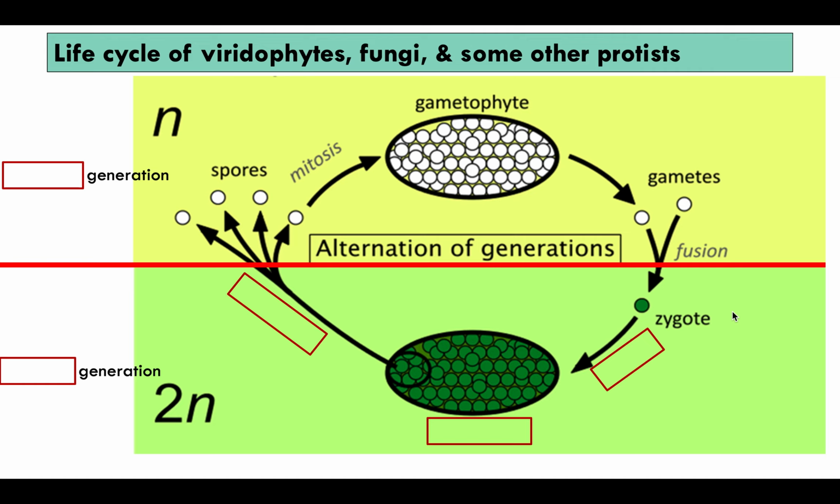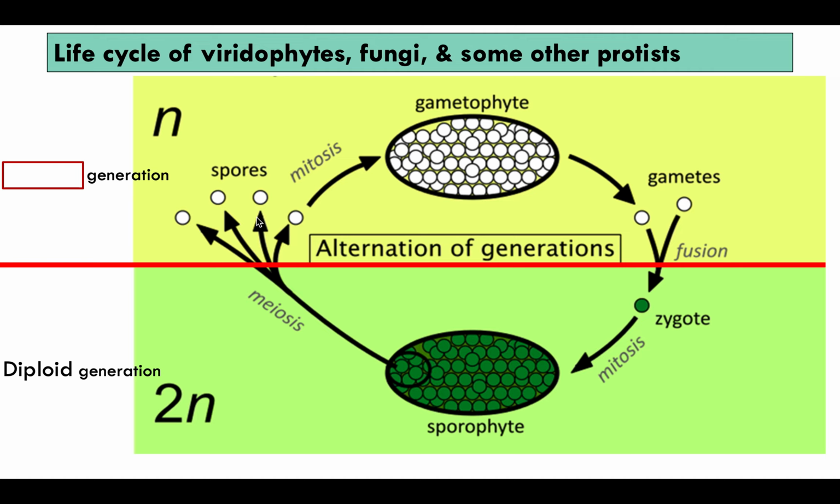In order to grow larger, that zygote is going to go through mitosis and it's going to grow into a sporophyte. Now remember, sporophytes always produce spores, but in this case, notice how we're going from a diploid generation into a haploid generation, and the only cellular division process that produces haploid cells is meiosis. So notice here, we are going through meiosis in order to produce haploid spores. So don't forget, we have diploid generation on the bottom and haploid generation on the top.